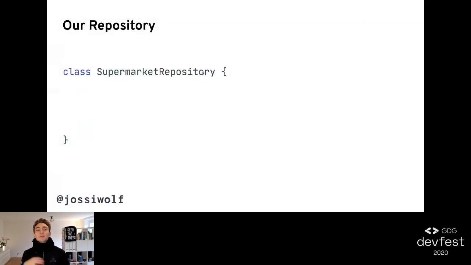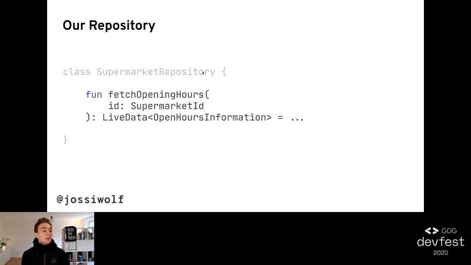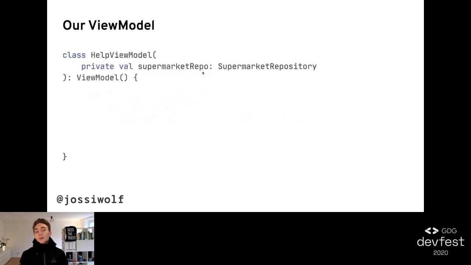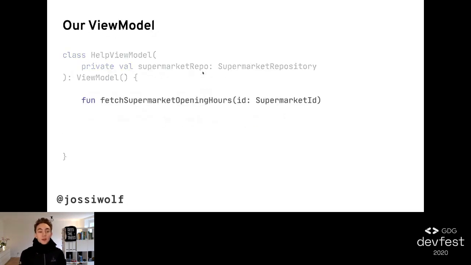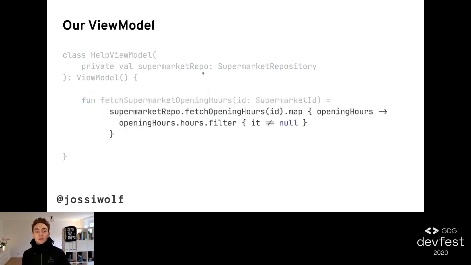We would have a repository, and in there we would have a method, for example, called fetch opening hours, which returns the LiveData with opening hours information. In our view model, we would then have another function, which would basically call that function from the repository, and then run some data transformations using map. Looks fine, right? That's what we were thinking.